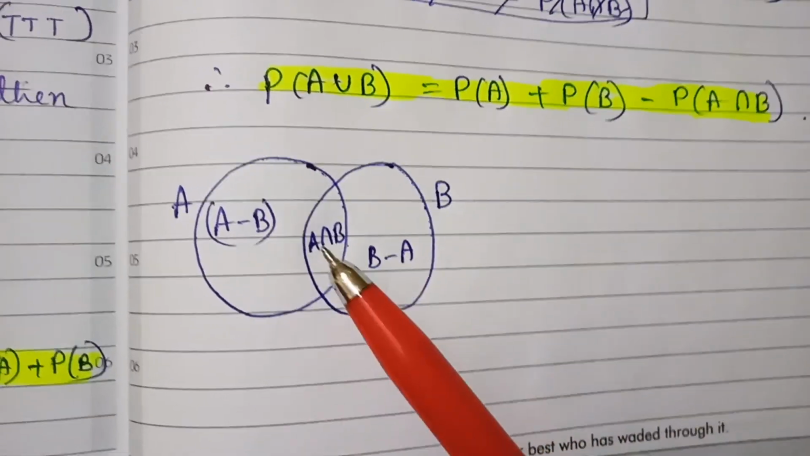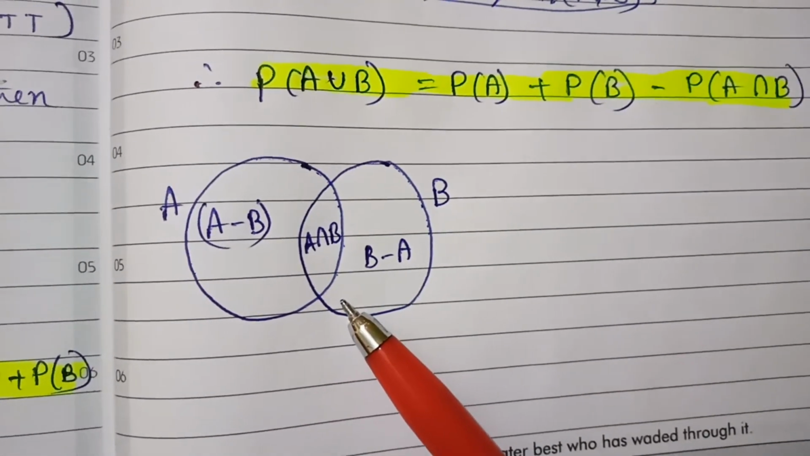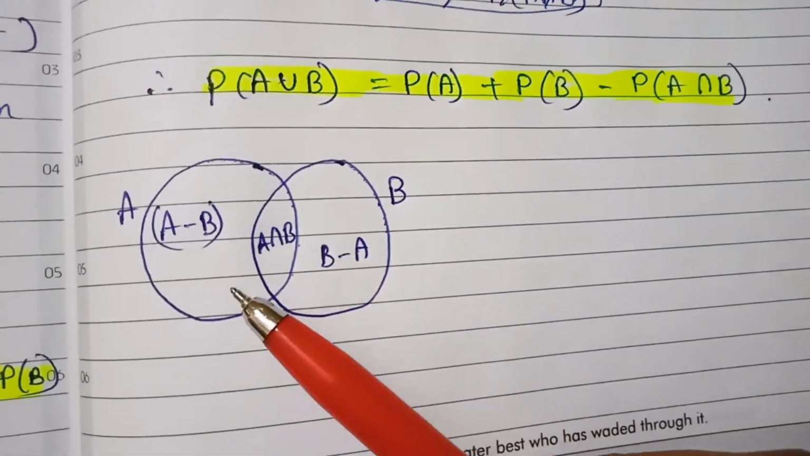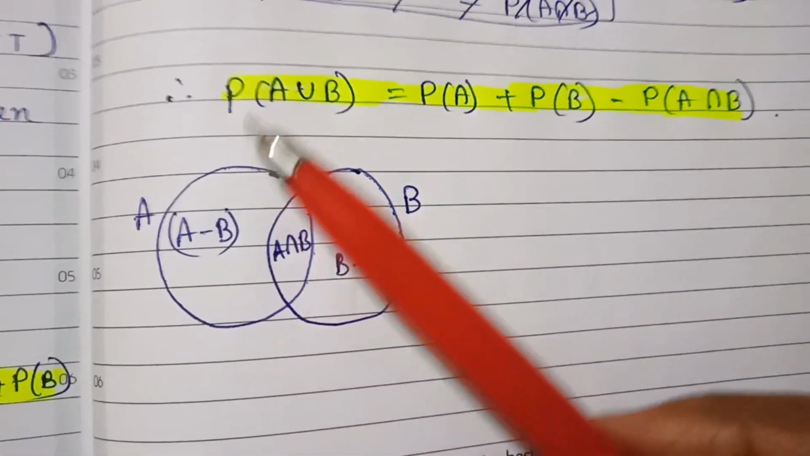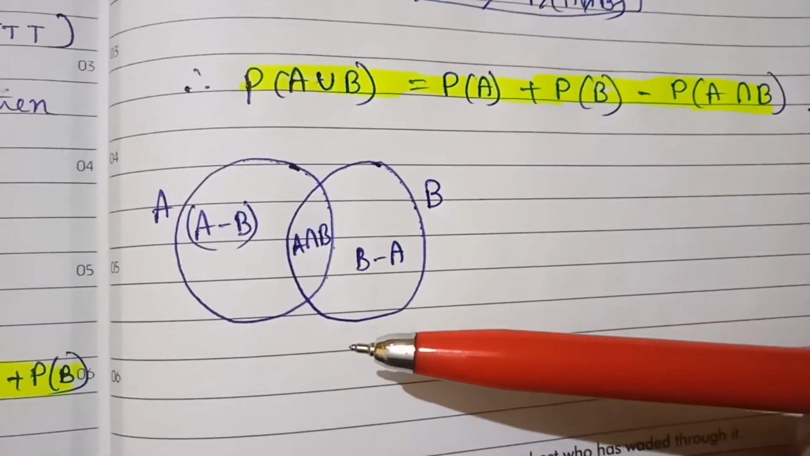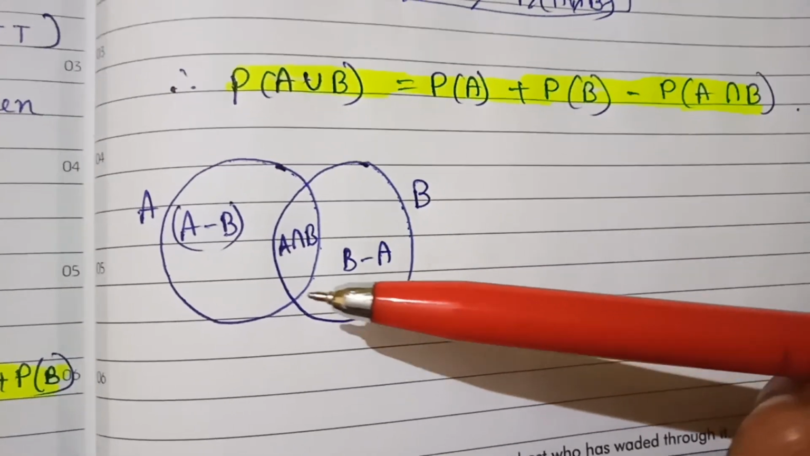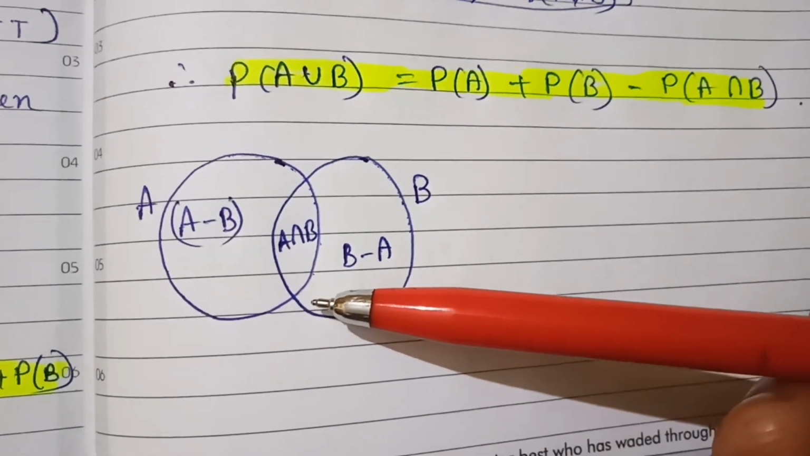Now look at this Venn diagram. This Venn diagram I have drawn just to prove this. We have already proven it with an example calculation, but now we will be proving it with a Venn diagram, that means set theory.